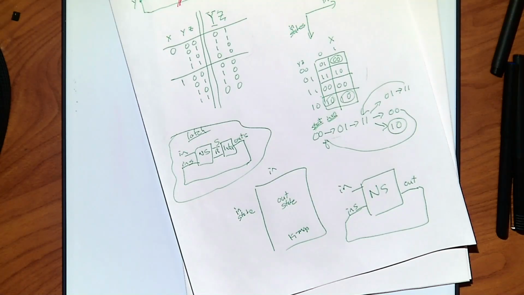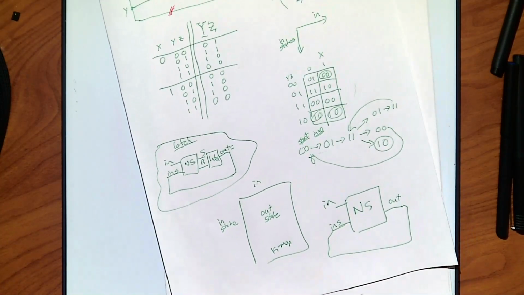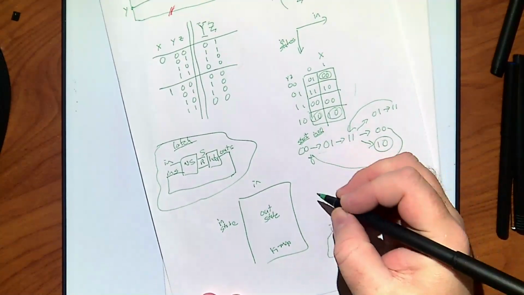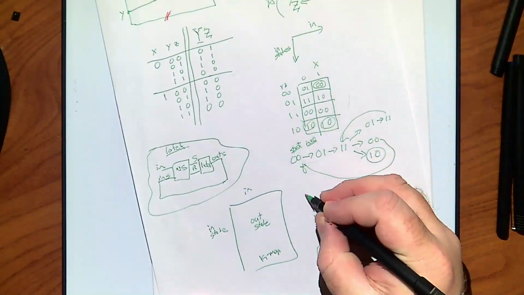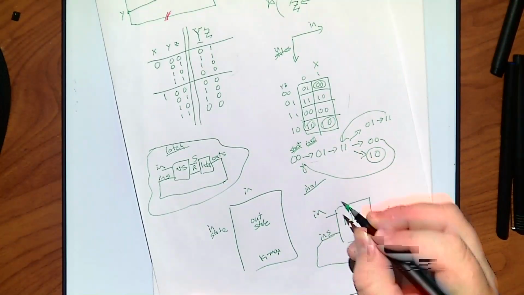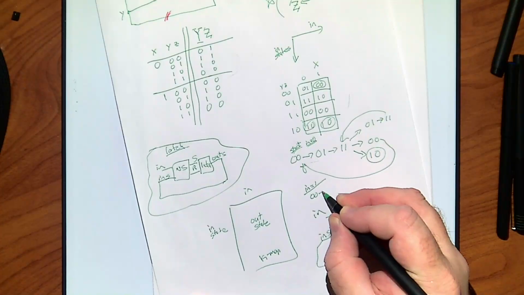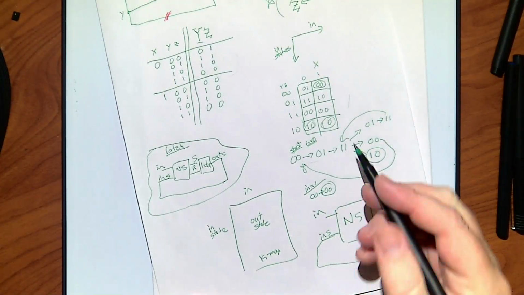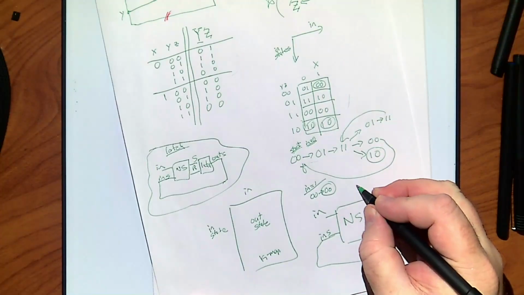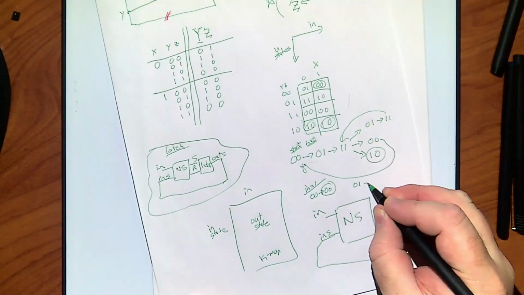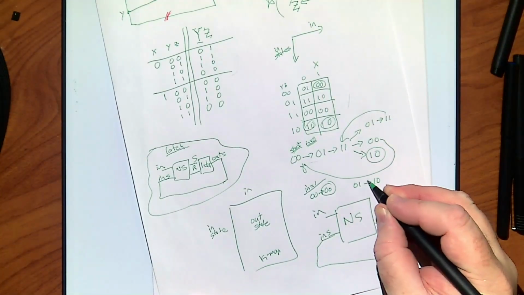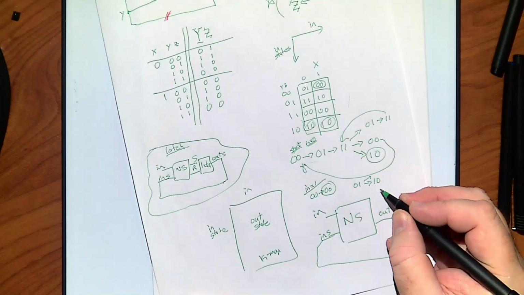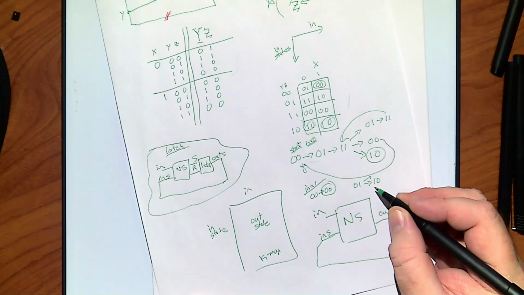Now, if I did the same thing and looked at input equals 1, I do the exact same thing. If input equals 1, I start at 0, 0, and I'm staying at 0, 0. Boring, right? There's no change. I go to the next one. I start at 0, 1. I'm trying to go to 1, 0. Uh-oh, race is on. What happens?